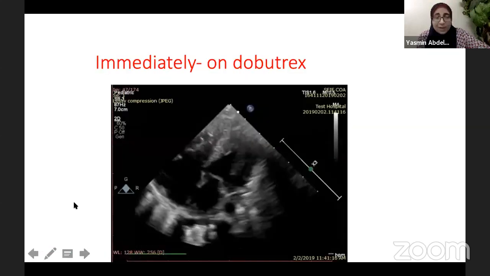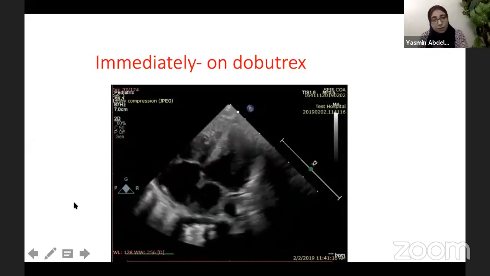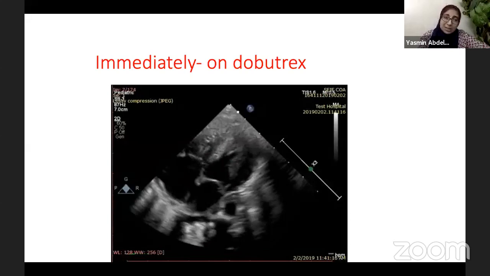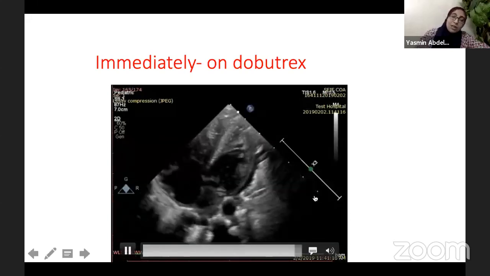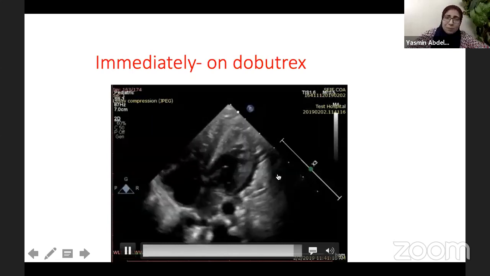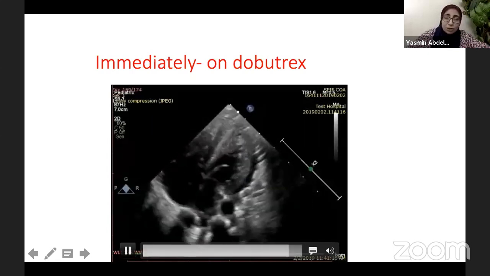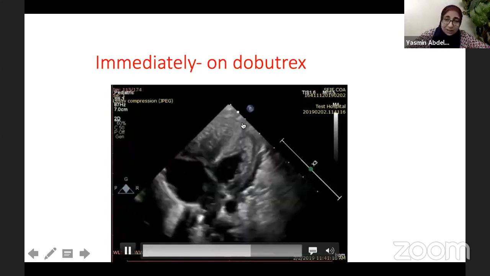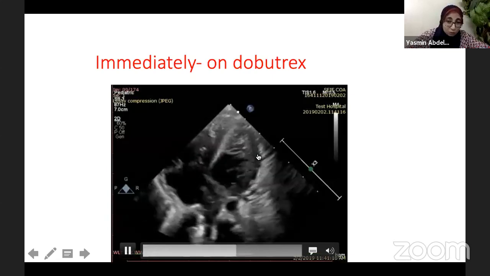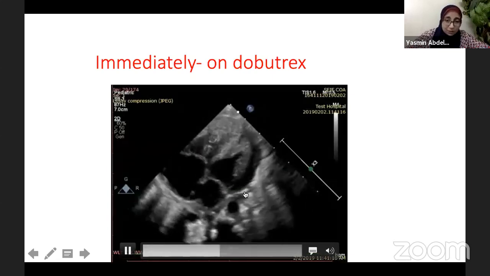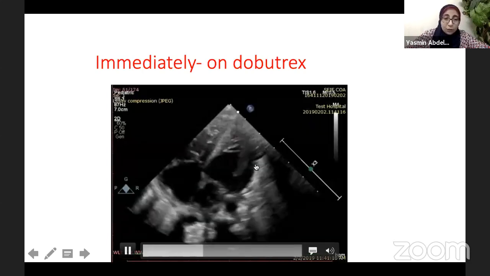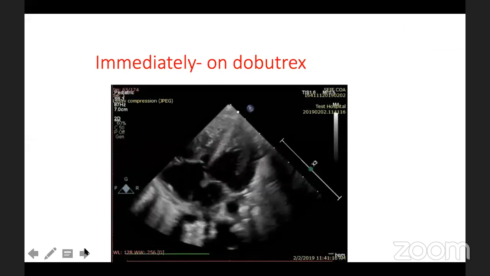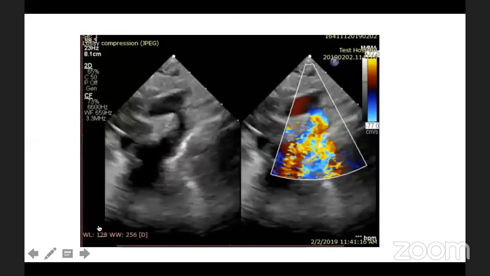We can see after that, while the patient was on the table and before taking him out of the cath lab, that was his left ventricle systolic function. And this is one of the benefits of the presence of echocardiography inside the cath lab. You can see here improvement in his left ventricle systolic function. Also some pericardial effusion that should be followed thoroughly after the cardiac catheterization. The patient here was on Dobutrex. We needed to put some inotropic support.